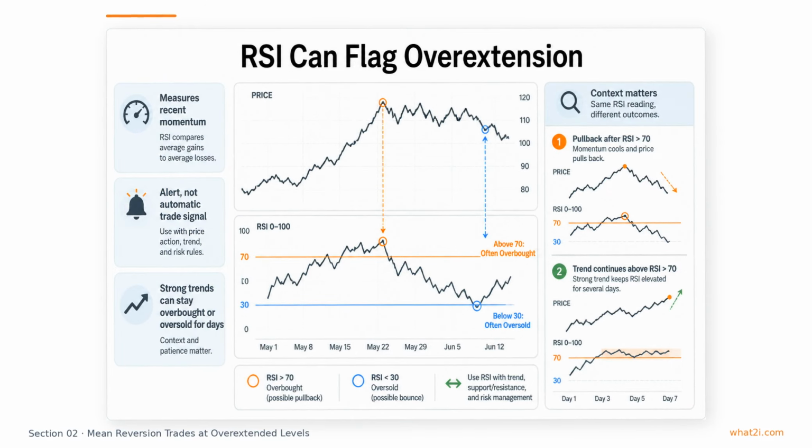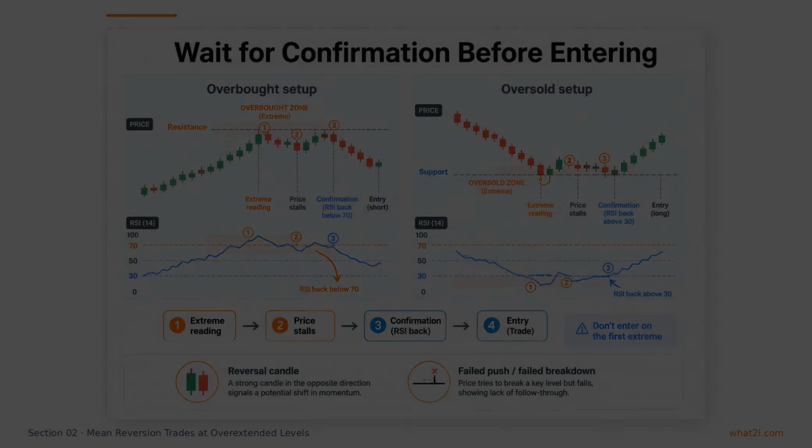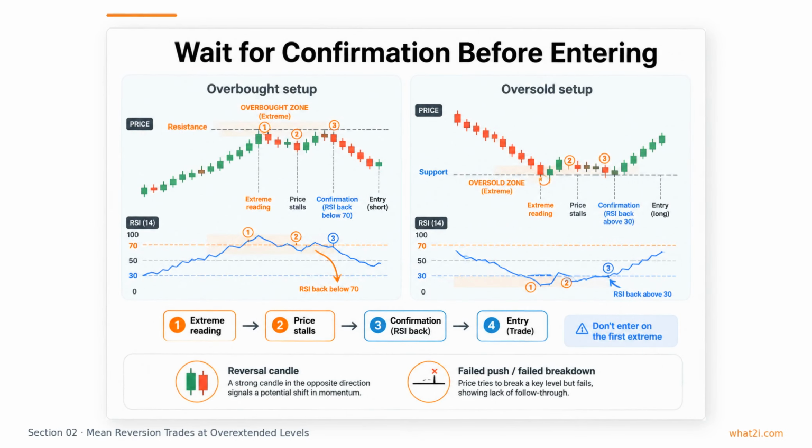A stock with RSI above 70 can keep climbing for several more days, and one below 30 can continue falling if pressure is still intense. So RSI is best used as an attention tool. It helps you narrow the watch list, but price confirmation still has to do the final work. The real skill in mean reversion is waiting for proof that the extreme is starting to fade.